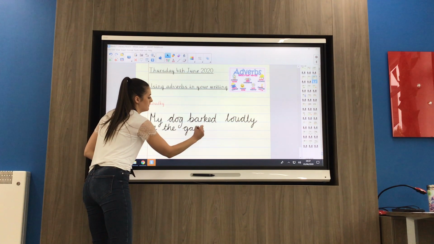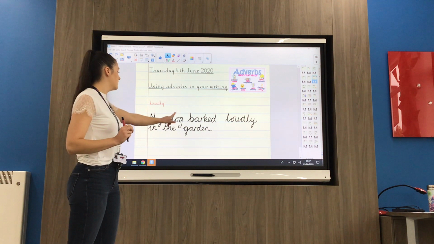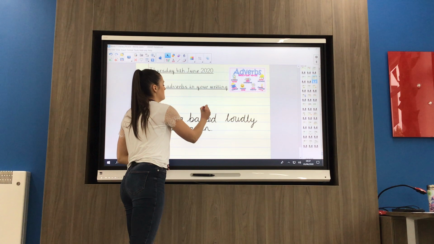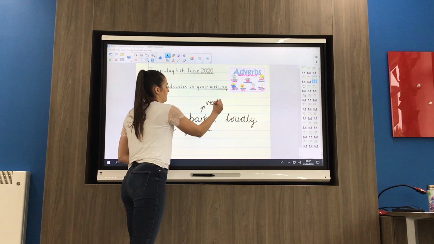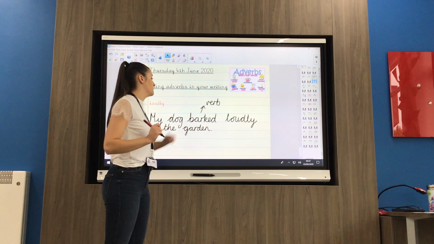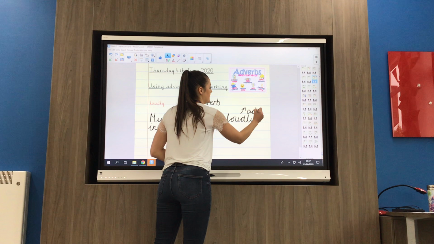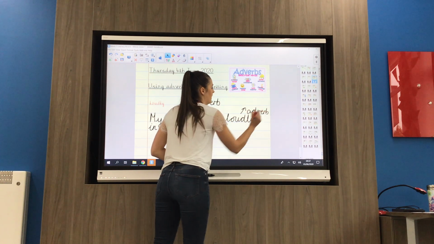So I'm going to put a full stop at the end of my sentence and just check it. My dog barked. There's my verb, so I've got the doing word. And you're adding the adverb today to describe the doing word, the verb. So I've got my adverb loudly because it tells me how the dog barked.